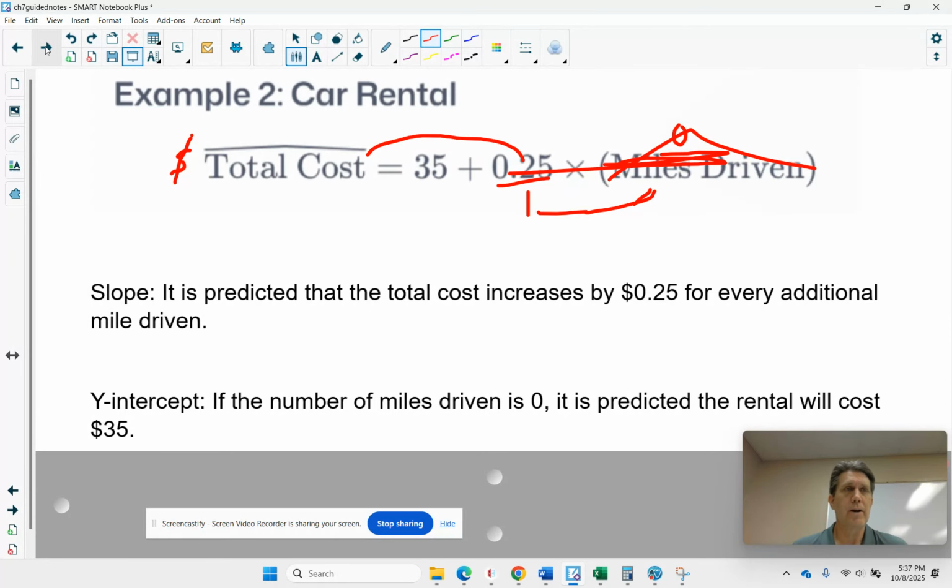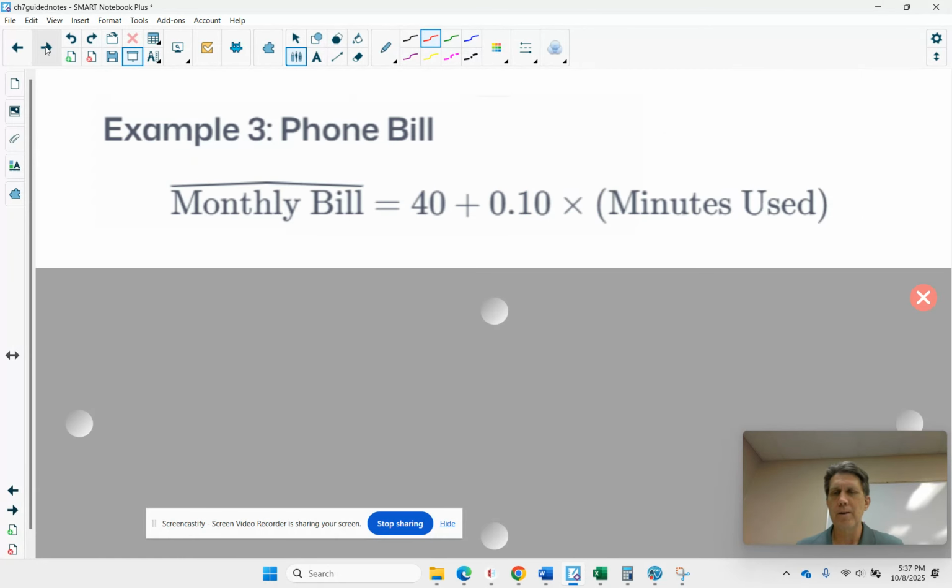Okay, so everyone, can you try example 3 with the phone bill? Again, pause the video. I'm going to go on in about 5 seconds here.